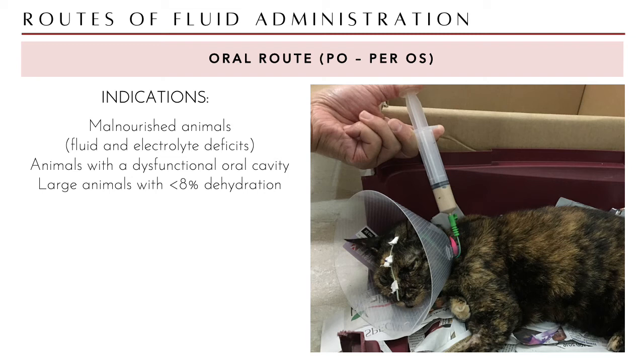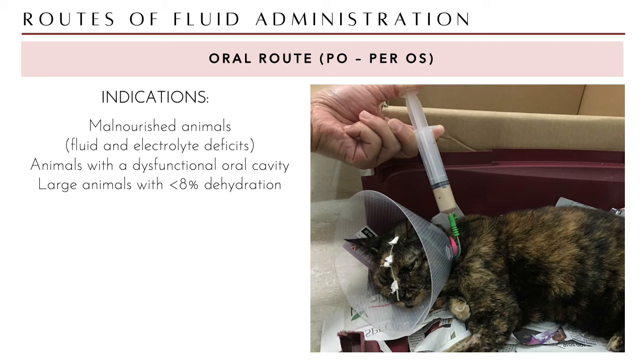And in large animals with less than 8% dehydration, the usual go-to route would be the oral route. And it is so easy to give large amounts of fluids to large animals because they have a very big capacity in their stomach, especially ruminants. Right? We'll have in your surgery 3, there's a separate topic for fluid therapy in large animals, and that is where we will focus on that.